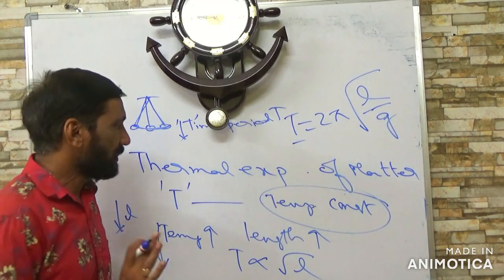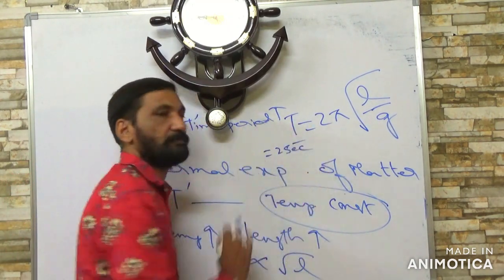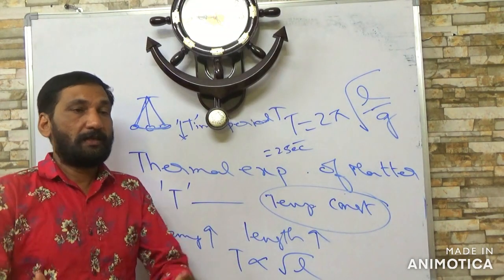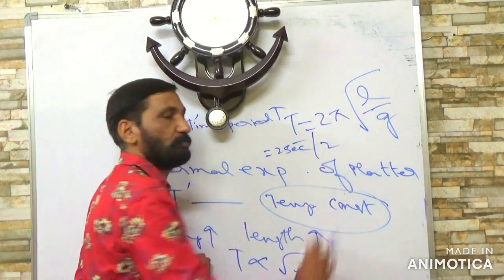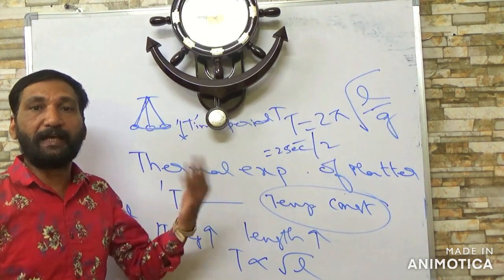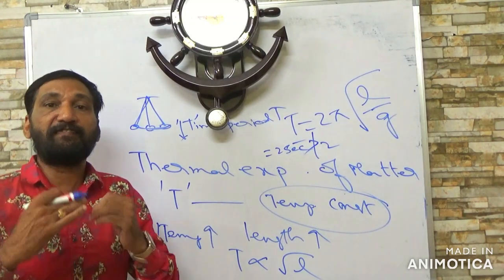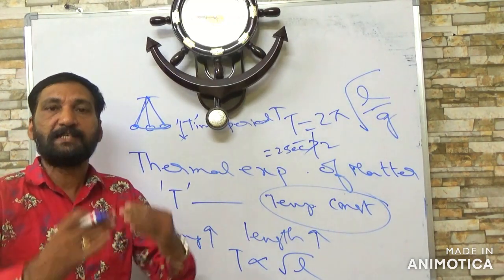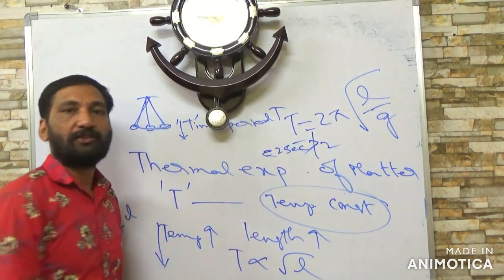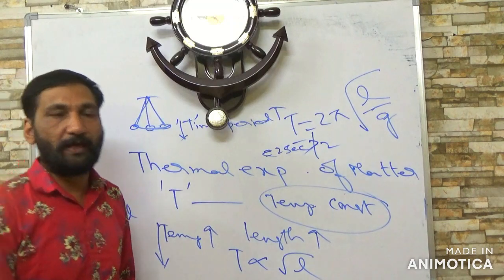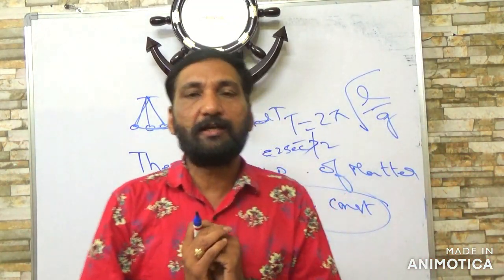For example, when temperature is constant, say time period is 2 seconds. When temperature increases, length increases, so it will be more than 2. That is in summer season. Whereas in winter season, length decreases, corresponding time period also decreases, so it is less than 2. So that is why a pendulum clock does not show correct time throughout the year.